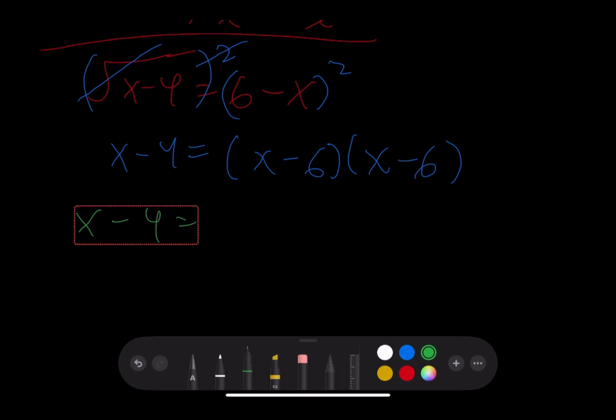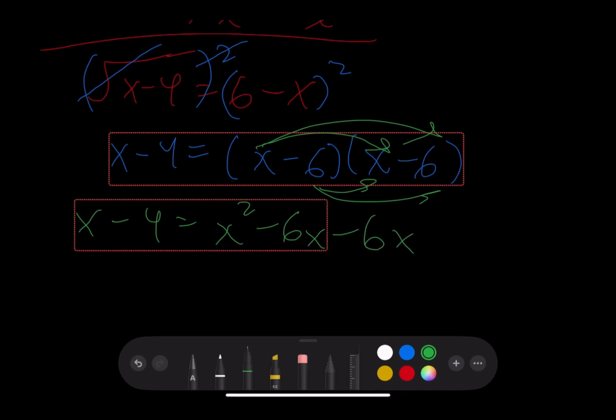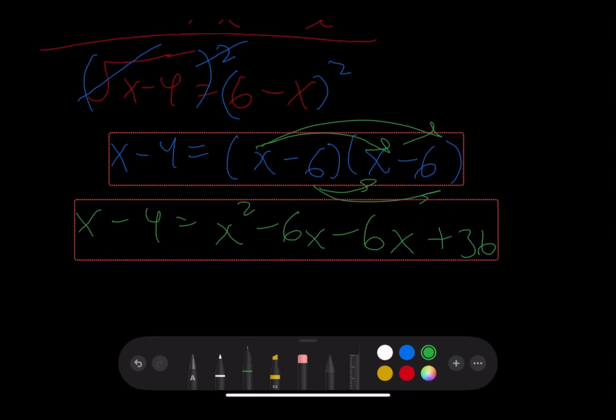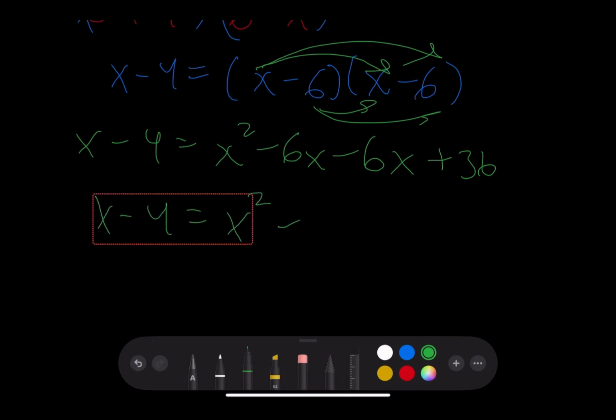So x minus 4 is going to be equal to, let me show you, x times x gives you x squared, negative 6x, minus another 6x, and then a plus 36, because negative 6 times negative 6 gives you positive 36, and negative 6 times x gives you negative 6x. Now we can add the like terms, so I'm going to rewrite it. x minus 4 is equal to x squared minus 12x plus 36.